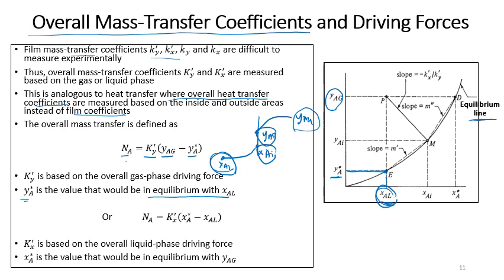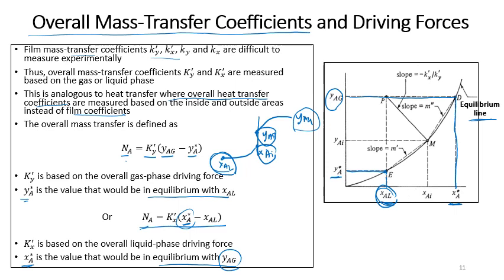Same thing for liquid phase concentration. In terms of liquid phase concentration, the flux NA is given by this equation, Kx times, here instead of XAI, you use XA star minus XAL. XAL is still maintained as the bulk concentration, so XA star replaces XAI. Here XA star would be the value that would be in equilibrium with YAG, because YAG is measurable. So if you know YAG, then you bring it to the equilibrium line. The value of X that will be in equilibrium with YAG is the XA star.